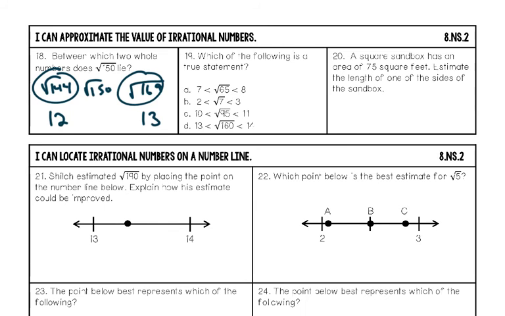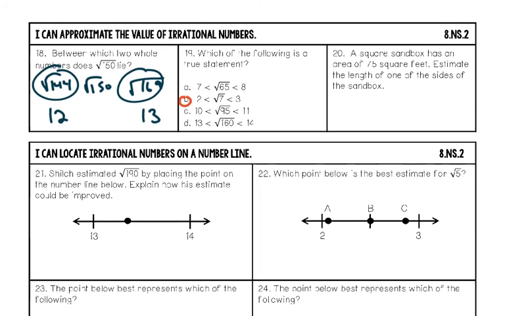Let's look at number 19. It says, which of the following is a true statement? The correct answer is B, because the square root of 7 is between the square root of 4 and the square root of 9. So the square root of 7 would be between those two numbers, represented by 2 and 3. So for number 20, it says a square sandbox. So we're going to draw the square, has an area of 75 square feet.